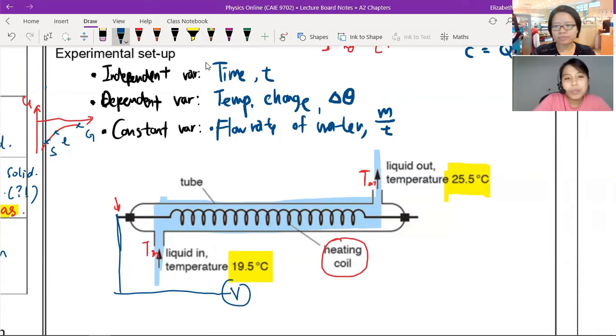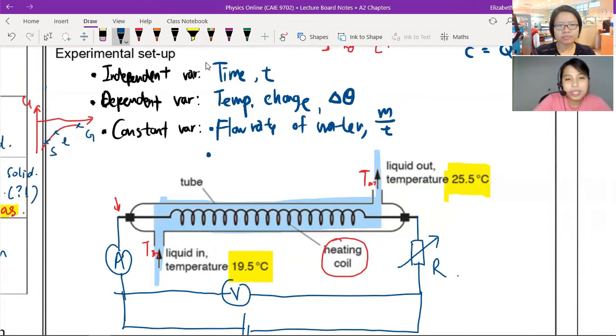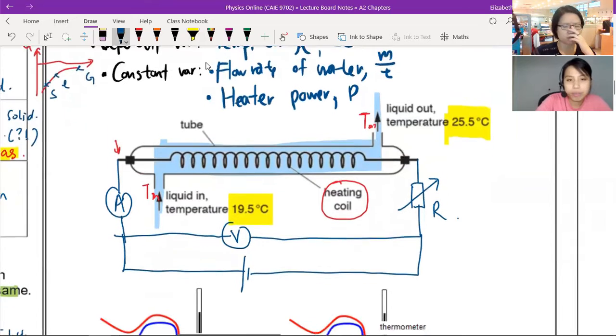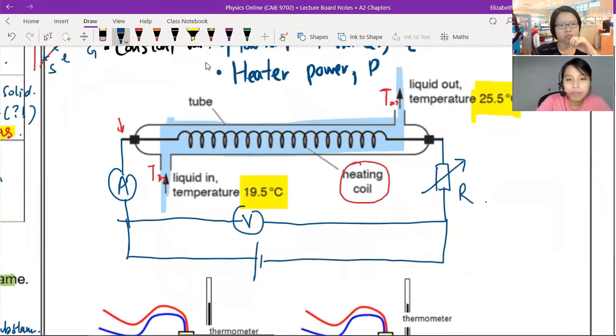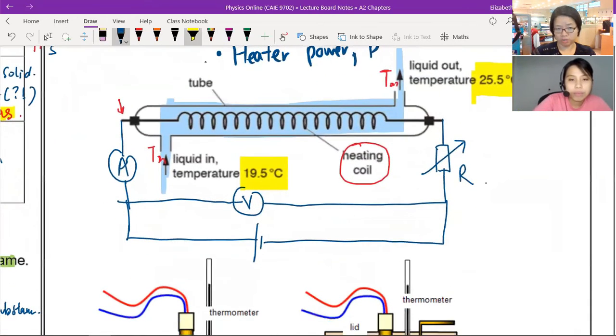There is another one we should probably keep constant, and that is the heater power, electrical power. And the way we keep it constant, if you observe the circuit that I've already drawn, is to have a voltmeter and ammeter connected suitably, in series and in parallel. And then you put a rheostat there and adjust the rheostat to maintain the same IV reading. So the ammeter is to read the current I, the voltmeter is to read the potential difference V.